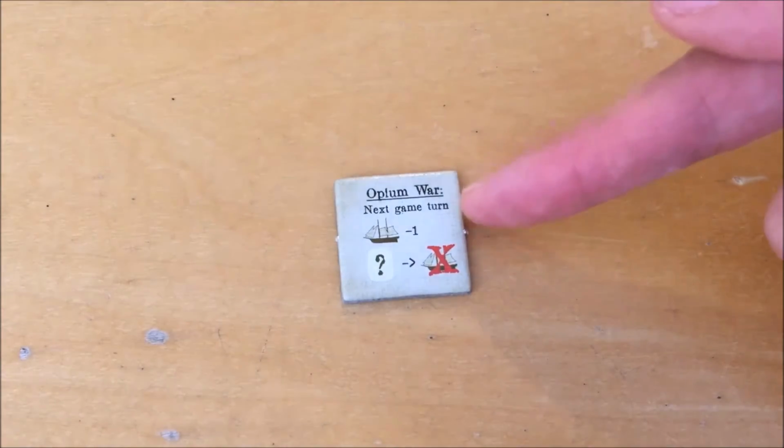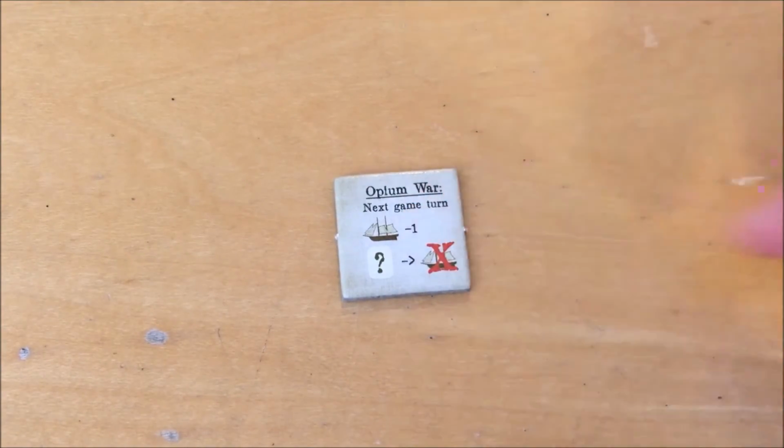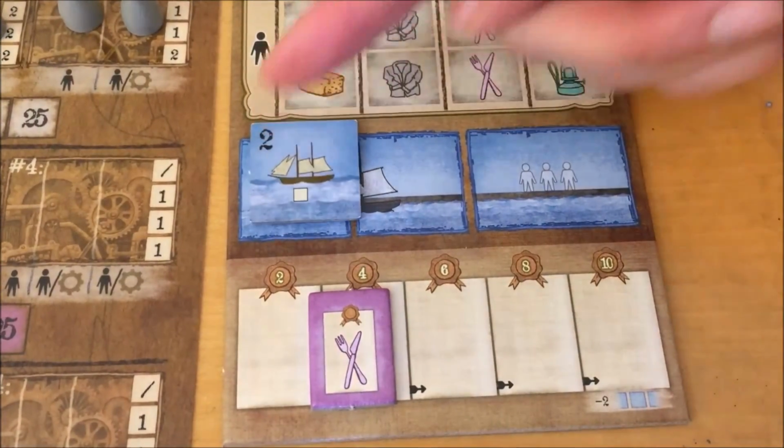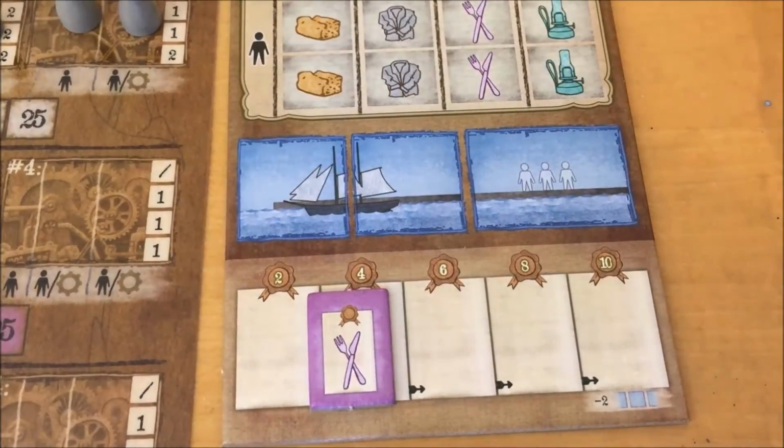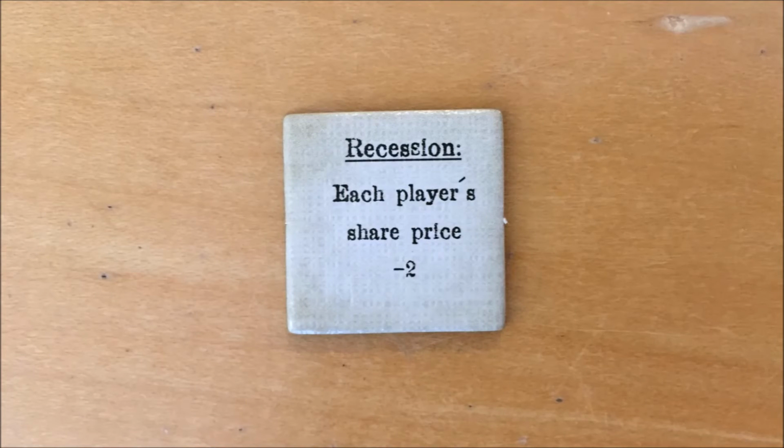The Opium War event affects the next round. The capacity of all ships is lowered by 1 for that entire round. At the end of that next round, each player loses a ship of their choice after they pay for their ship crews. If you don't own a ship, you're not affected. The recession causes each player's share value to go back 2 spaces to a minimum of 0.